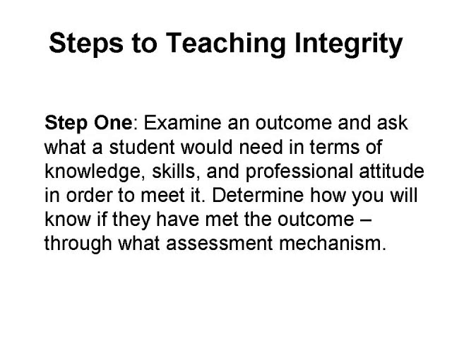So I usually go through steps in my mind when I'm thinking about making my course work or having integrity for it. And the first step is looking at the outcome. So I'll examine an outcome and ask what a student would need in terms of knowledge, skills, and professional attitude in order to meet it. And then I determine how I'll know if they've met the outcome, through what assessment mechanism. So I'm looking at my course outline and I'm trying to determine what the outcomes are and how I would know whether or not a student had met one of them.